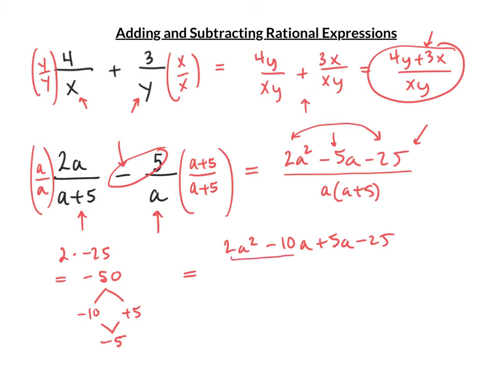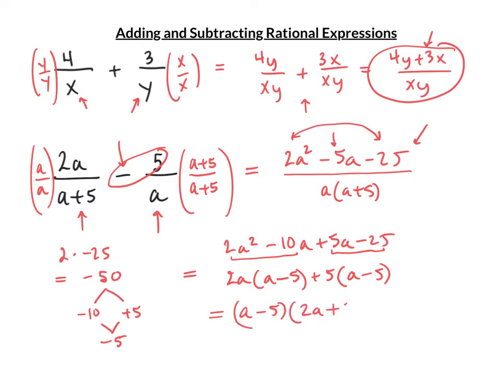Then these first two have a GCF of 2a times a minus 5. And the last two have a GCF of 5 times a minus 5. Looks like we have a minus 5 times 2a plus 5. Now that would be this numerator right here.